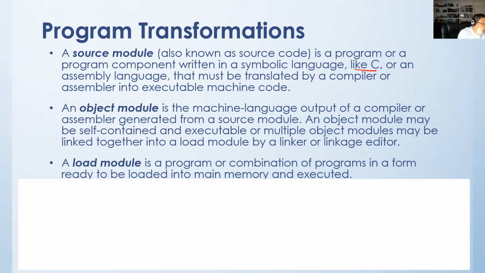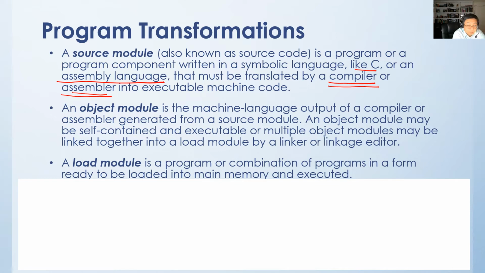Also, in the early age, people used assembly language, and most of the electrical engineering majors use assembly languages. This assembly language is also a symbolic language. Now these languages must be translated by something called a compiler or assembler into executable machine code. A compiler or assembler is also software. This piece of software is used to translate the symbolic language into machine code.